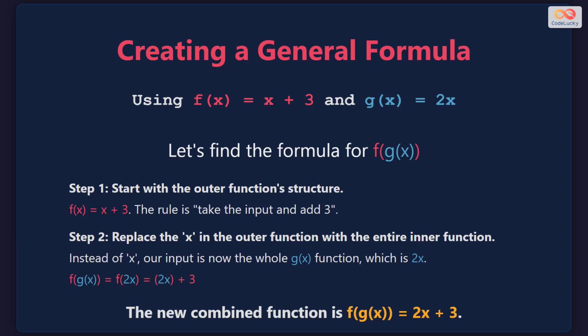Instead of using a specific number, we can also create a new single function that does the job of both. We want to find the general formula for f of g of x. We start with the outer function, f of x, which is x plus 3. Its rule is to take an input and add 3 to it. Now, instead of x, we use the entire g of x function as our input. So we replace the x in x plus 3 with 2x. This gives us f of g of x equals 2x plus 3. This new function represents the entire two-step process.